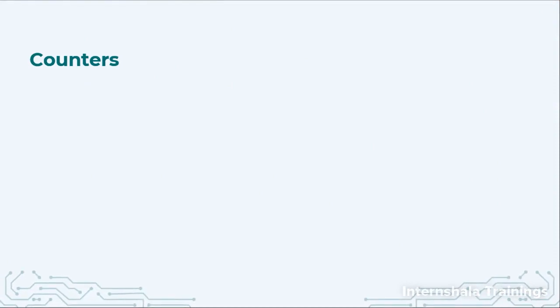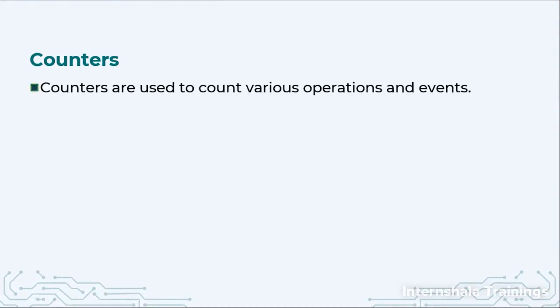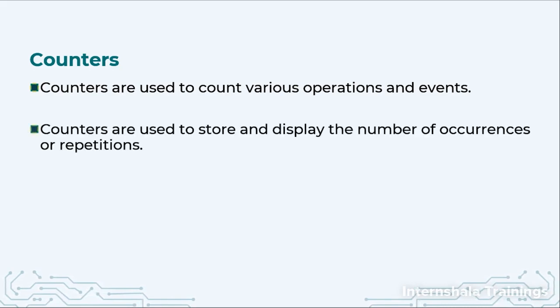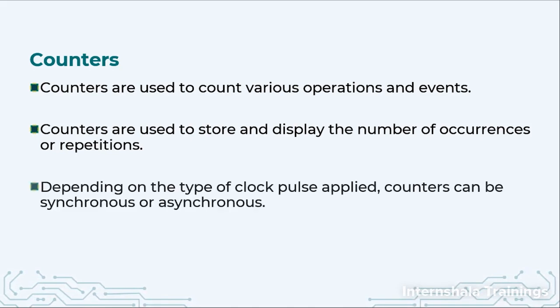So first of all, what is a counter? Counters are used to count any operations or events that are occurring in our digital system. Counters are used to store these values, and we can fetch the value and display the number which is already stored. This will tell us that this process has been repeated this many times, or we have counted up to this number x. Depending on which kind of clock pulse we are using, we have two categories. One is called synchronous and the other one is called asynchronous.